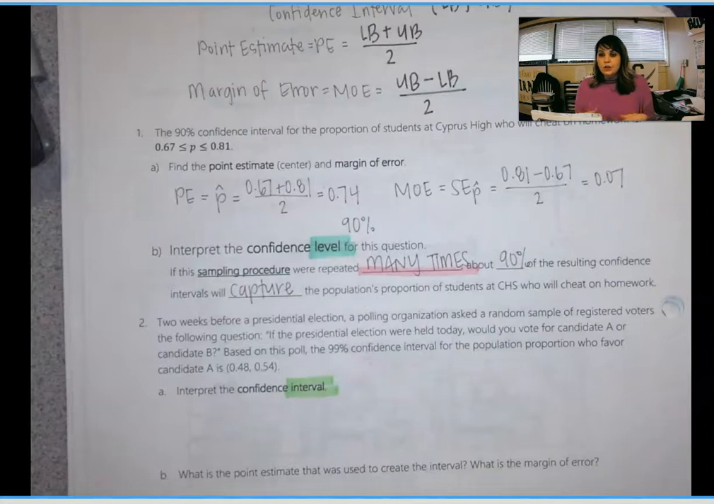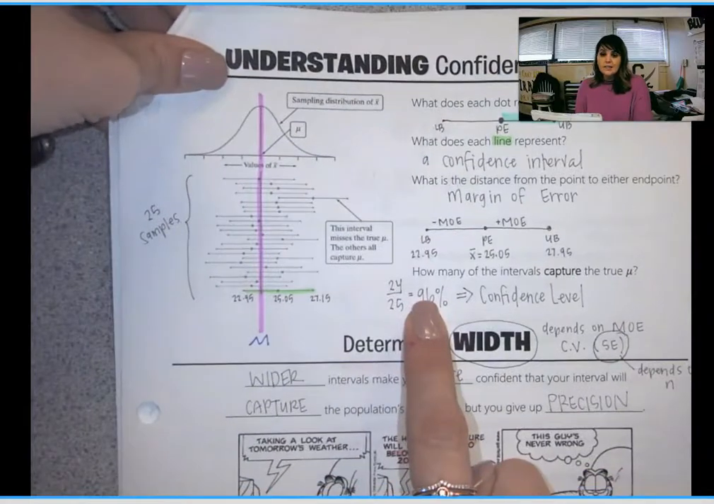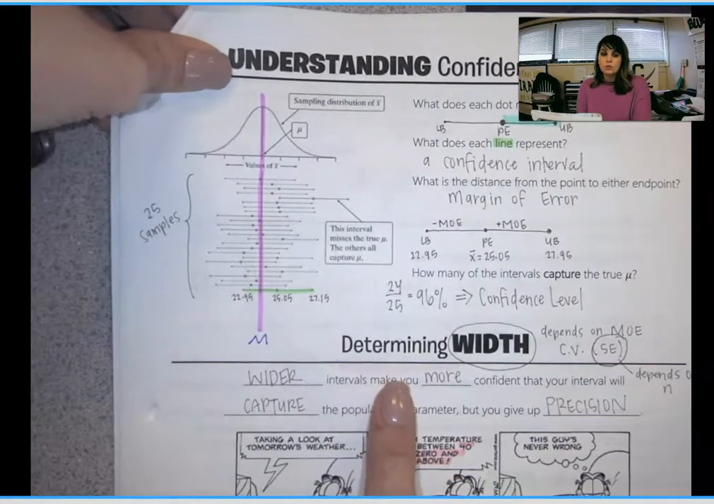If we took many samples and created confidence intervals for each sample, 90% of those will result in a confidence interval that captures the true value. So if this sampling procedure were repeated many times, about 90% of the resulting confidence intervals will capture the true value. This is exactly what we were looking at here. 96% of our confidence intervals captured true mu.